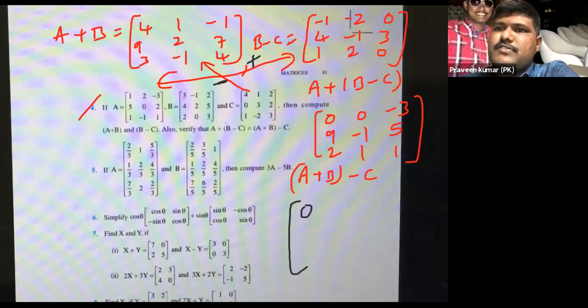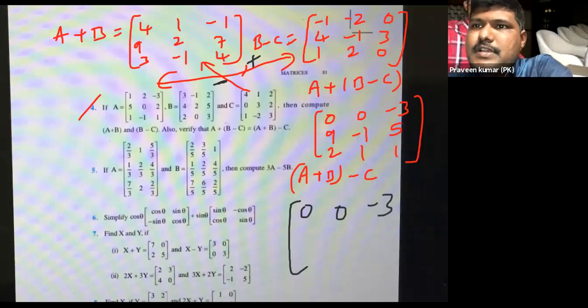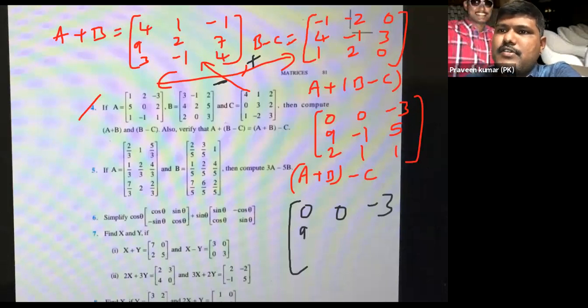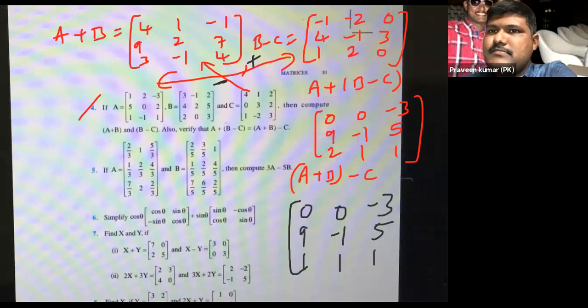1 minus 1, 0. Minus 1 plus 2, 1. Minus 1, minus 2, minus 3. Next, 9 minus 0, 9. 2 minus 3, minus 1. 7 minus 2, 5. 3 minus 2, 1. Minus 1 plus 2, 1. 4 minus 3, 1. Equal now. 3 minus 1 is 2.